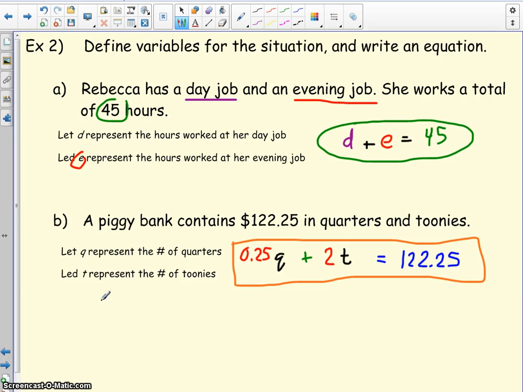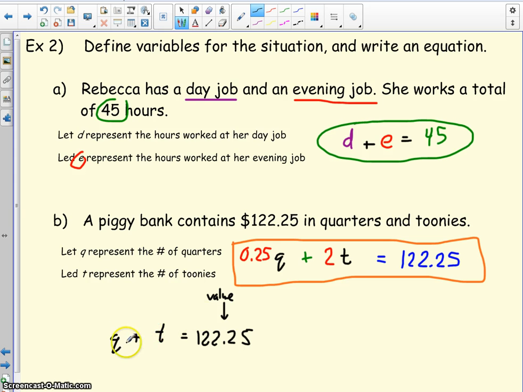Okay, so you can take a look. In this particular situation, I chose Q for the number of quarters and T for the number of toonies. You can choose whatever letters you want, but I chose these because it seemed to make sense. Now, a common mistake that I've seen a lot of students make is they just say, okay, number of quarters plus number of toonies is 122.25, and that's not correct, because this is the number of quarters, like 3 quarters, number of toonies, let's say 5 toonies, but this is an actual dollar amount here. This is an actual value, so we can't have the numbers of coins adding up to a value. You have to incorporate the value of those coins in some way as well.